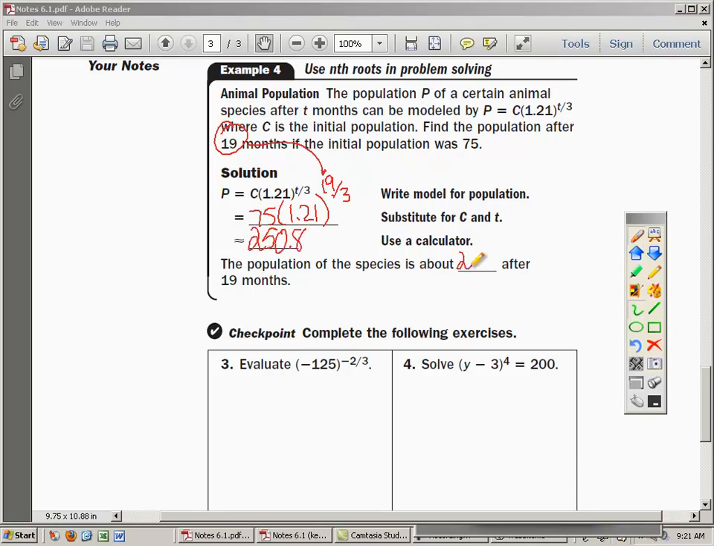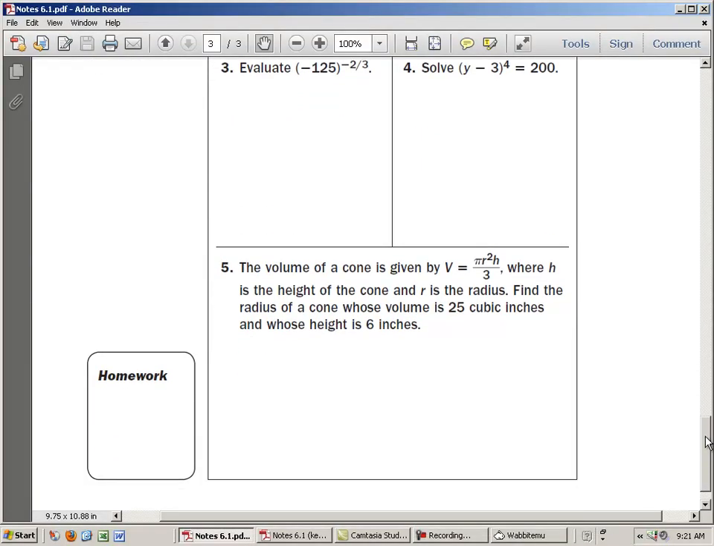This is about 250.8, so roughly 251. So we have a population of approximately 251 animals after 19 months. All right, so let's run through a couple of checkpoint problems. You guys try these, and we'll be right back with solutions.